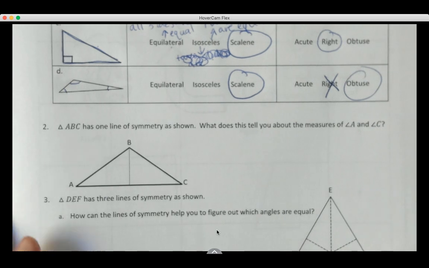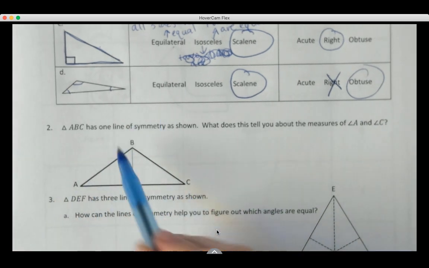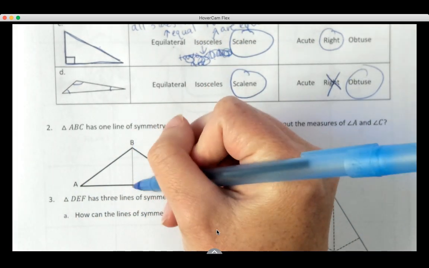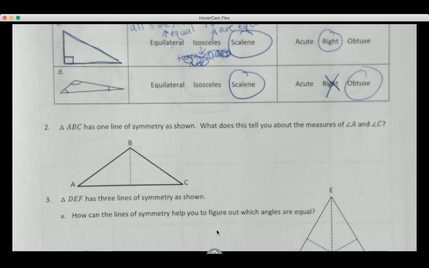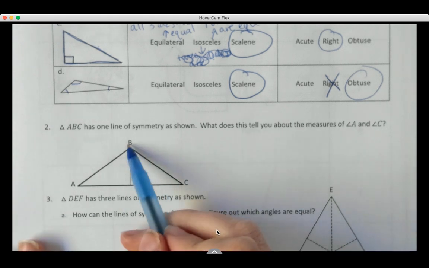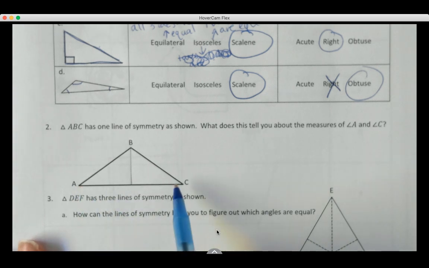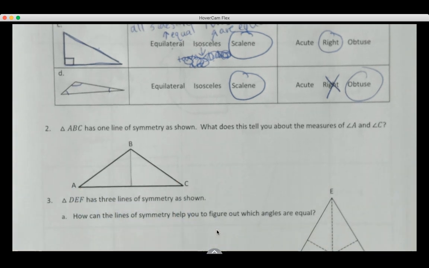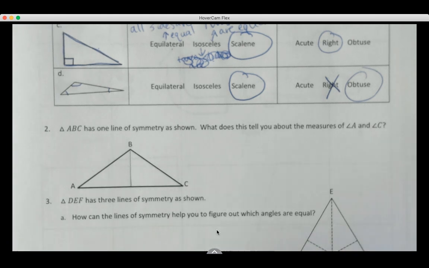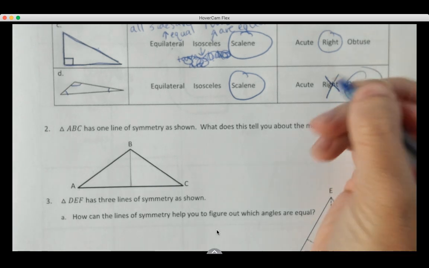Number 2, triangle ABC has 1 line of symmetry, as you see right there. What does this tell you about the measures of angle A and angle C? Well, think about it. If I fold the triangle in half right here, what should A and C be like? What does that tell you about the measurements? Are they going to be different or are they going to be the same? They're going to be the same.